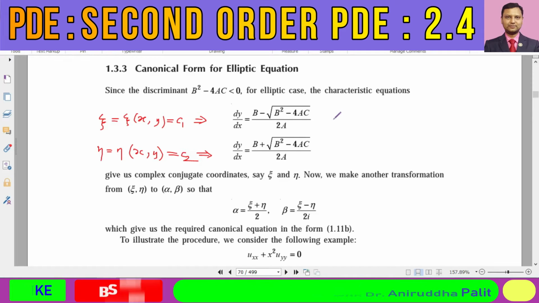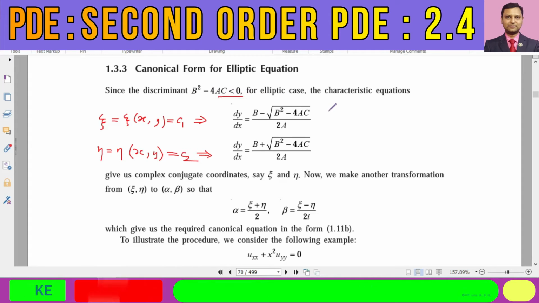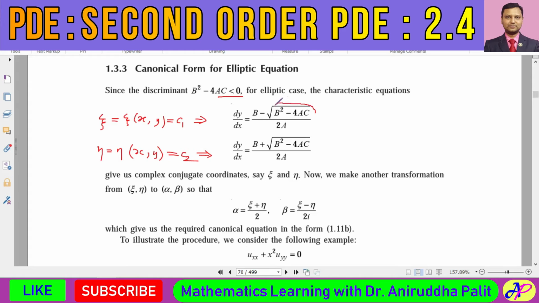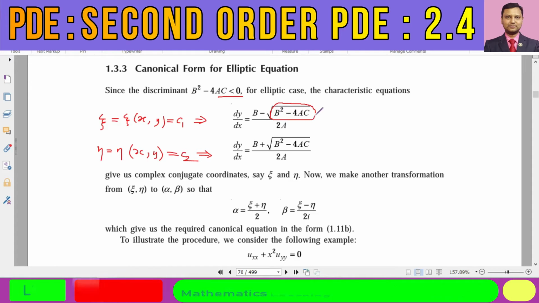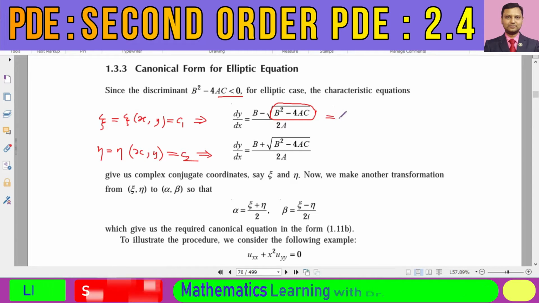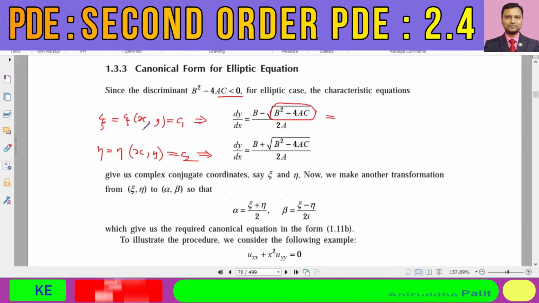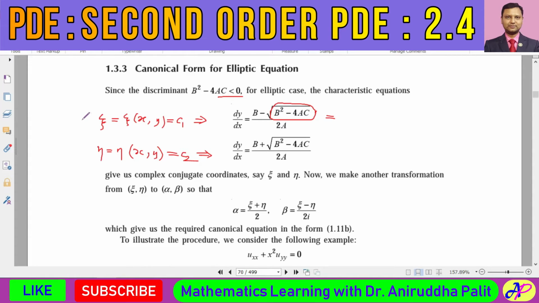So now over here you can check that if b square minus 4ac is less than 0, then the expression under the root, b square minus 4ac, is a negative quantity. That means these dy dx quantities would be imaginary, or in other words, chi and eta would also be imaginary numbers. In fact, they would be complex conjugates of each other.